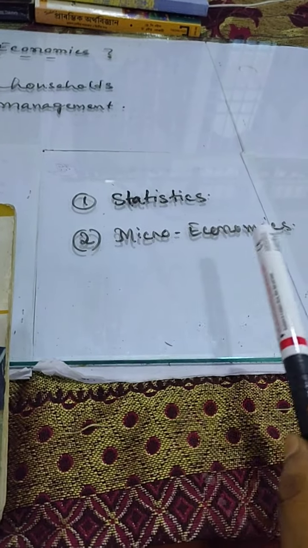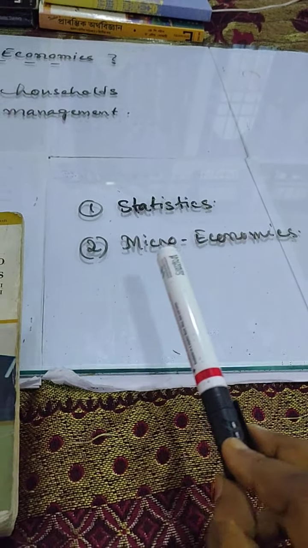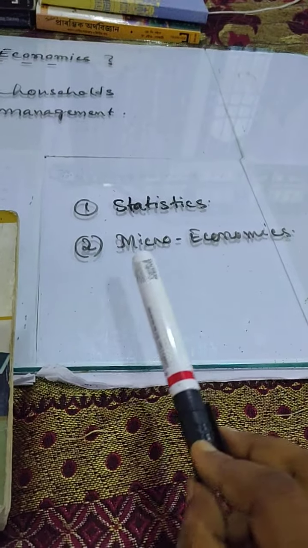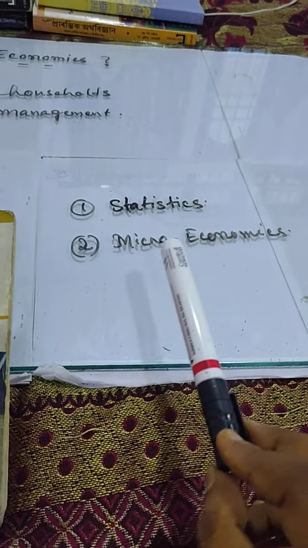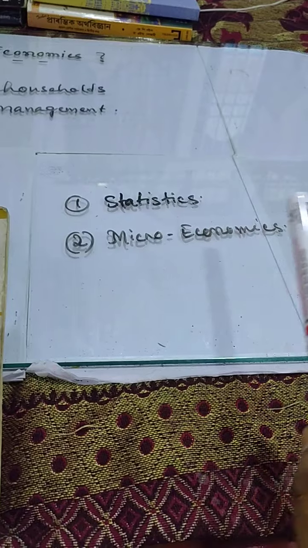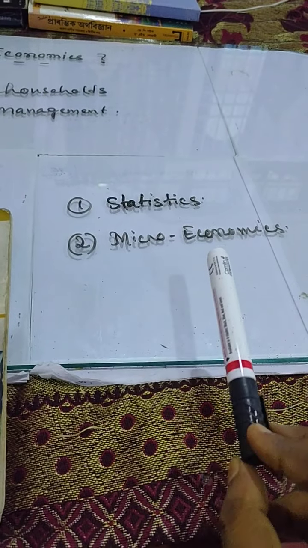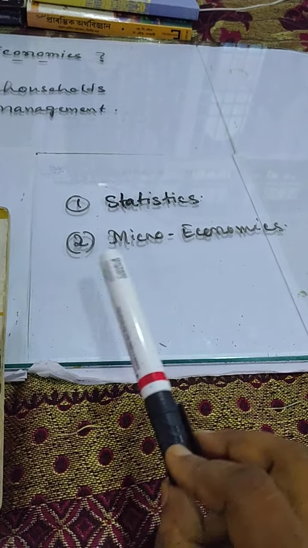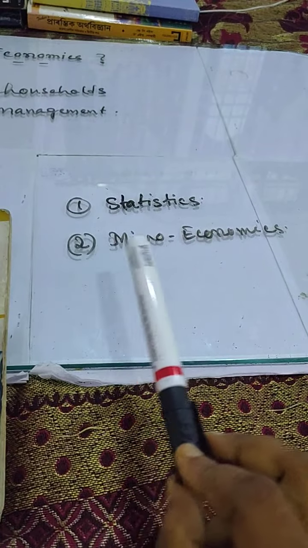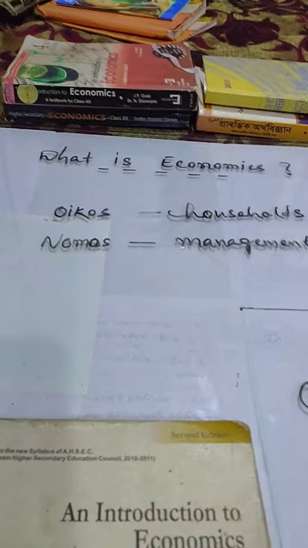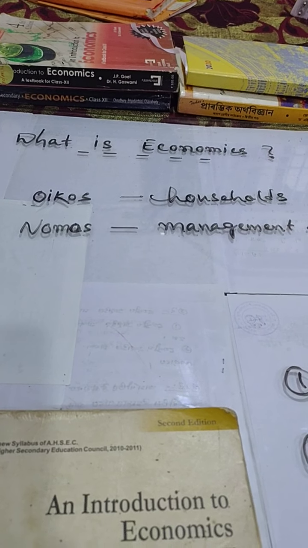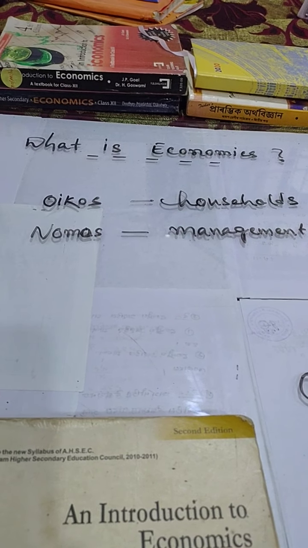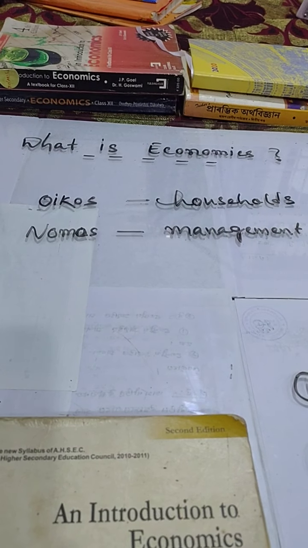And in the second part you will get the actual concept of economics. That means there are two parts of economics, microeconomics and macroeconomics. And in microeconomics you will get the idea about the different micro variables. Now I would like to discuss economics. What is economics, or what do you mean by economics?